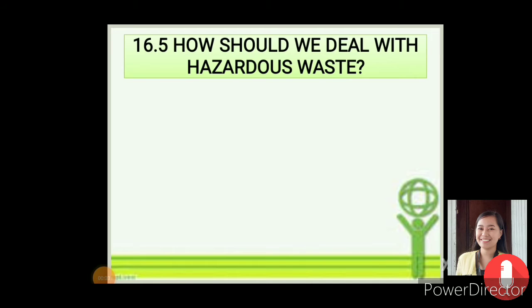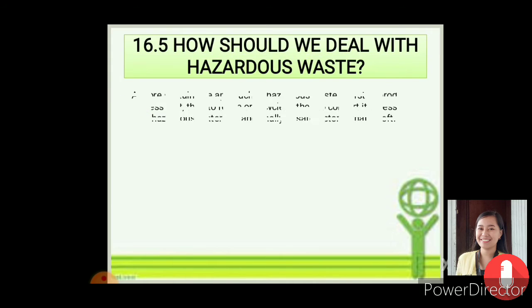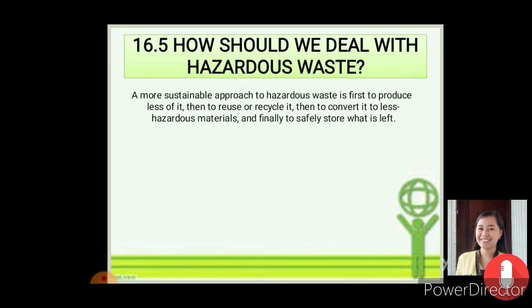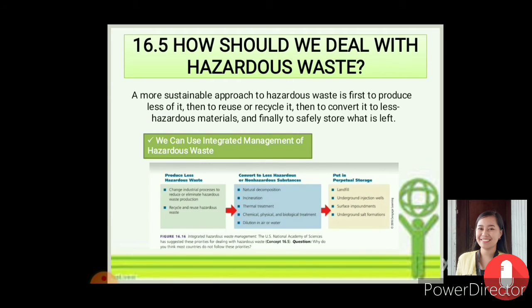16.5: How should we deal with hazardous waste? A more sustainable approach to hazardous waste is first to produce less of it, then to reuse or recycle it, then to convert it to less hazardous materials, and finally to safely store what is left. By that, we can use integrated management of hazardous waste: produce less hazardous waste, convert to less hazardous or non-hazardous substances, and put in perpetual storage.